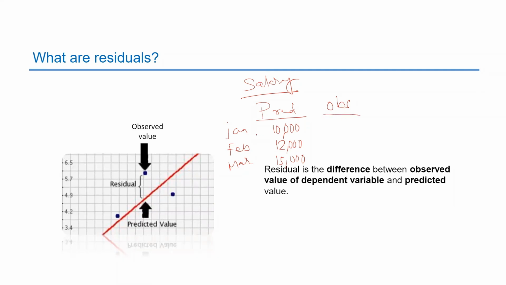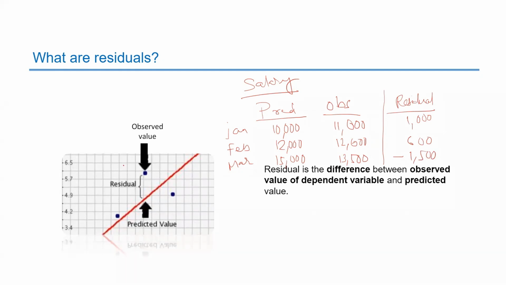And we observed that my salary in January was 11,000. In February, it was 12,600. And in March, it was 13,500. So this is the residual. Residual is nothing but the difference between the observed value and the predicted value. So observed is 11,000, predicted is 10,000. So we have 1,000. This is the residual, or the error in my prediction, right? 600 here and minus 1,500 here. So this is called the residual.